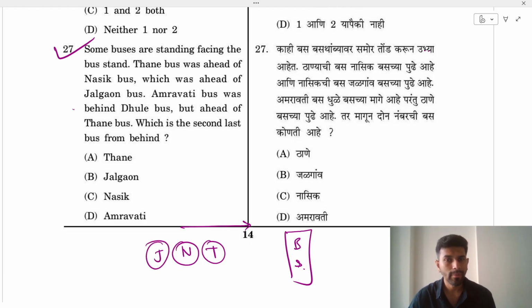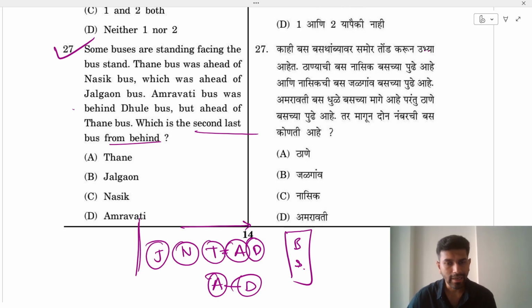Amravati bus was behind Dhule bus, but ahead of Thane bus. So this is the proper sequence. Which is the second last bus from behind? From behind, second last bus was Nashik. So option C is the correct answer.